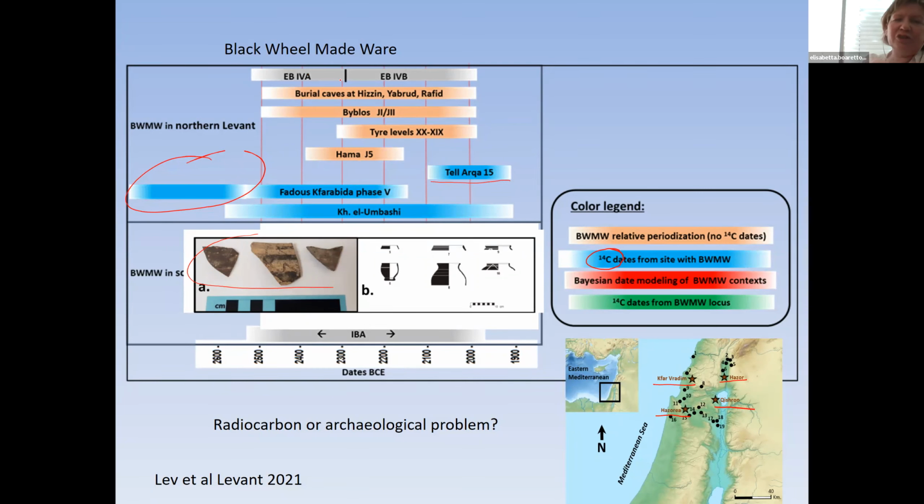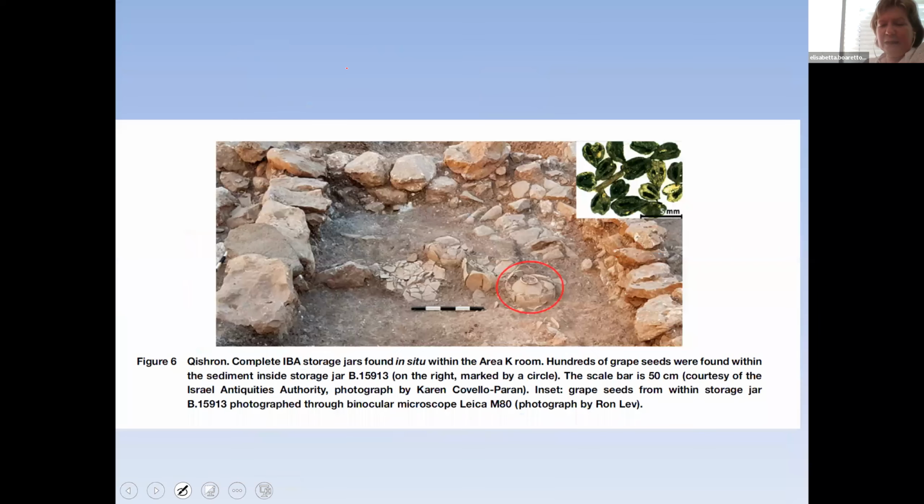Now we know that the change here, EB4A to EB4B, is very much also related to the destruction of Ebla and to the change in pottery style, which is connected to the appearance also in the southern Levant of this black wheel-made ware. So the type of context that we were able to excavate, like this one in Kishron, was an in situ abandoned room with a lot of grape seeds inside the pottery.